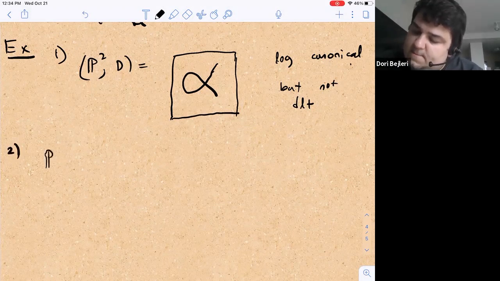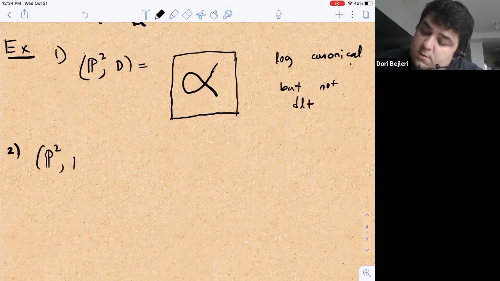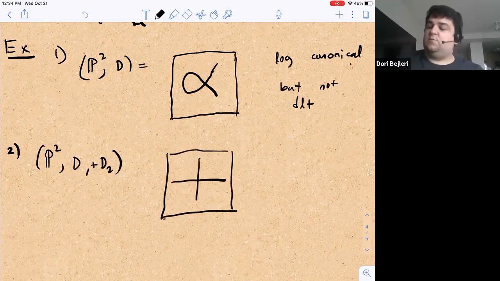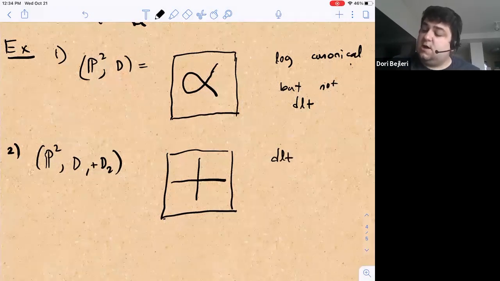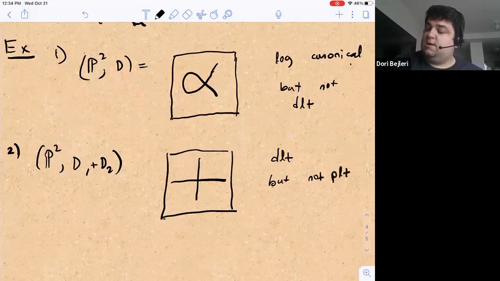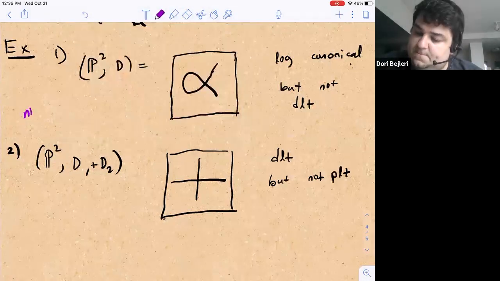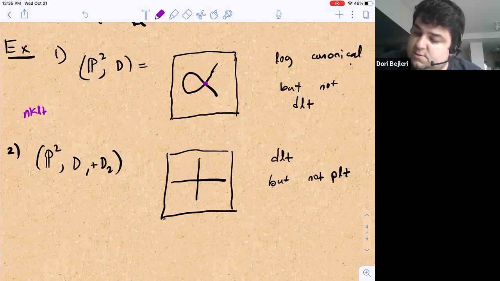Now we can look at P² with D1 + D2, where D1 and D2 are the nodal union of just the axes. Then in this case, we have something that's DLT because it's actually simple normal crossings, but not PLT. Again, because if you blow up that node point, then you have a discrepancy that's strictly -1. So in both these cases, the non-KLT locus is this node.